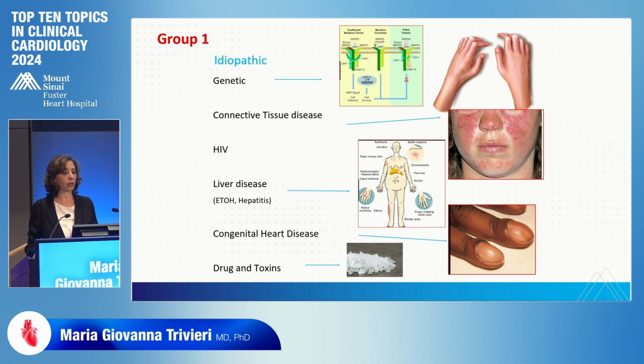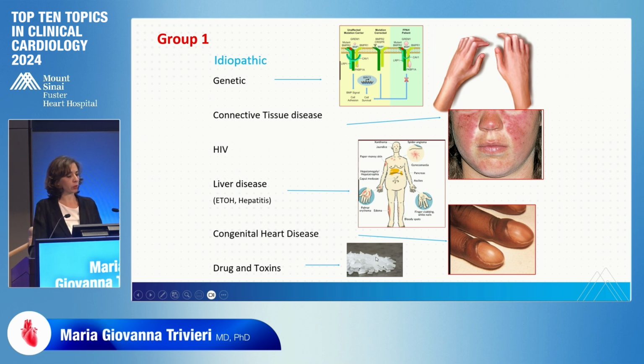So again, group 1, just quickly, we have the genetic form that I mentioned, BMP mutation, ALK1 mutation, and I'll go back to that at the end when we talk about some disease-modifying therapy. We have the form associated with connective tissue disease. This is a pictorial of a patient with scleroderma or a patient with lupus. I tend to see many of these rheumatological cases in my clinic, or HIV, liver disease, congenital disease with clubbing, commonly ASD and VSD, and drug and toxin.